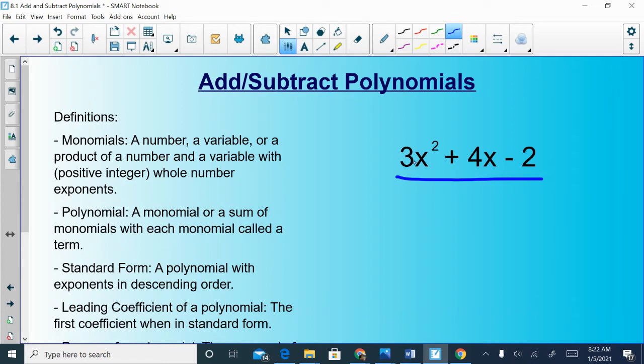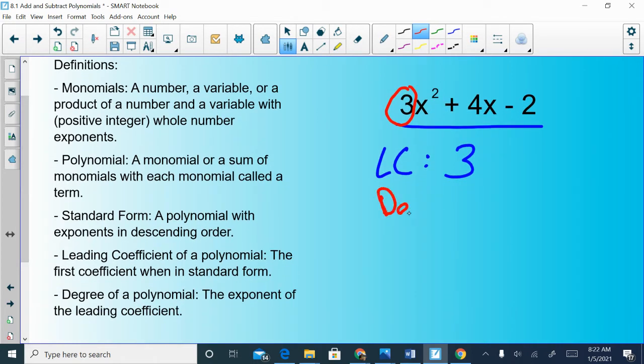It has 3 terms, 1 term, 2 terms, 3 terms. It is in standard form right now because the biggest exponent is to the left, and then this one has an exponent of 1, and this one has an exponent of 0. The leading coefficient would be 3, and we get that from here. This is the leading coefficient. And its degree is 2, because that is the biggest exponent that exists in the problem.